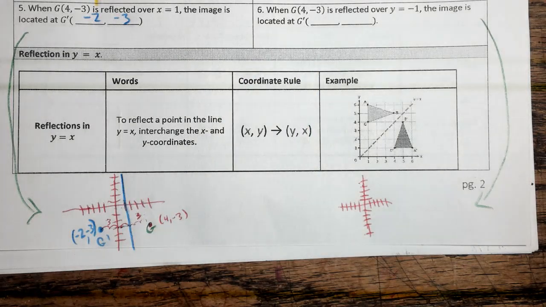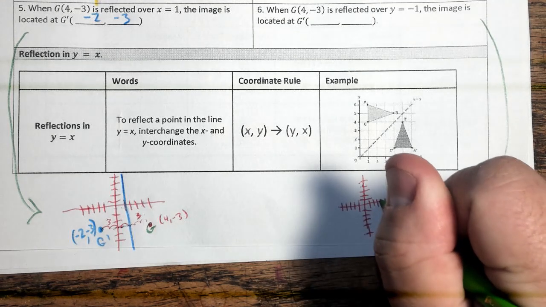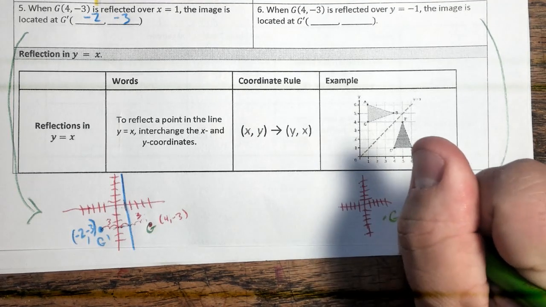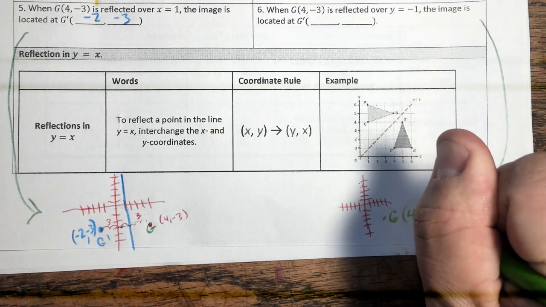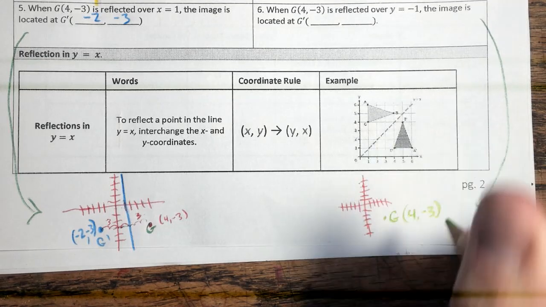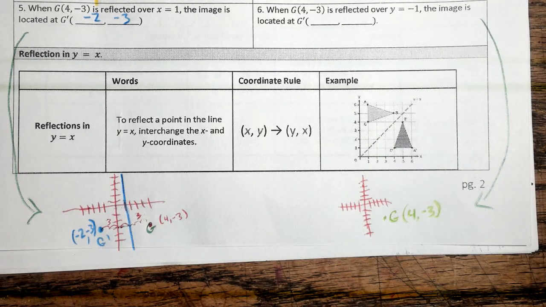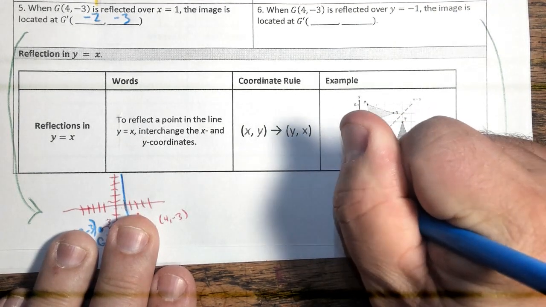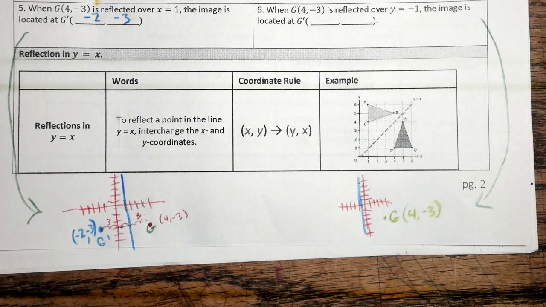All right, number 6, G, same point. So we're going to be, let's just draw G where it was at before. It's at 4, negative 1, negative 2, negative 3. G, 4, negative 3. Okay. Says it's reflected over y equals negative 1. So y equals negative 1 is right here. That makes that the line. So notice we're a good bit further away this time from the line.